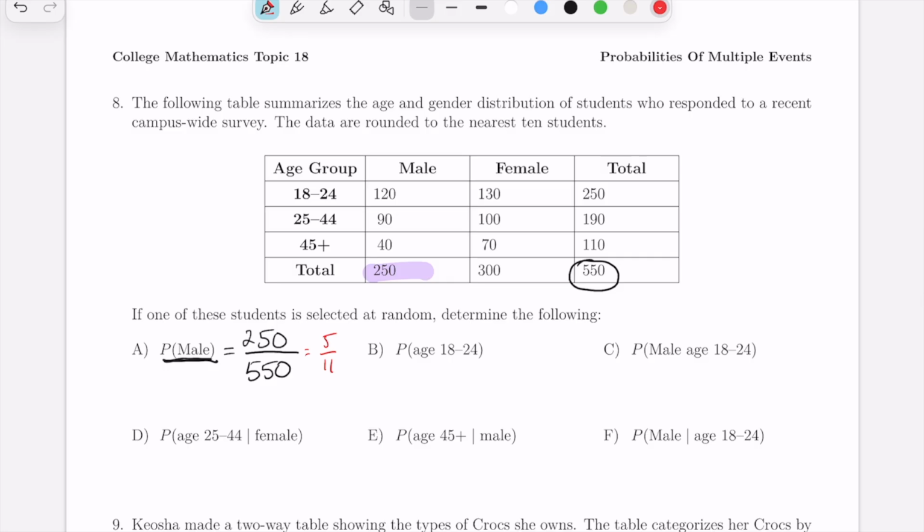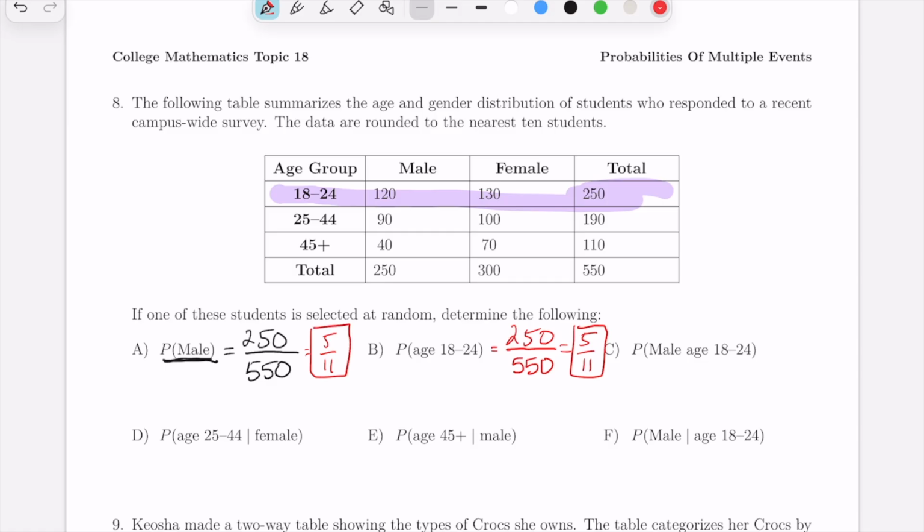Next, part B says find the probability that we choose someone aged 18 to 24. So once again, we are going to put 550 on the bottom because it's out of all the people. We're not given that anything already happened, so nothing's going to change. But out of all the people, find the probability that someone 18 to 24 was chosen. Well, right here is our 18 to 24, and we can see that there were 250 of them that were chosen. So I'll put 250 on top. Once again, this is going to be 5/11, just like the last one.